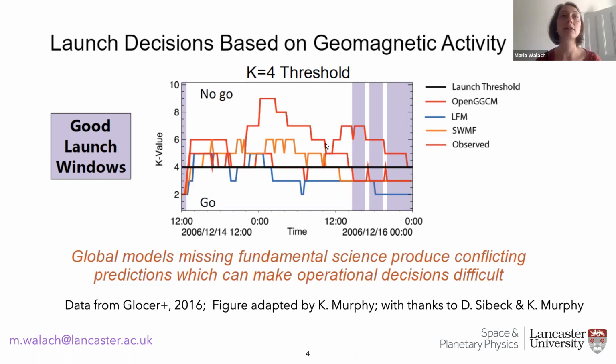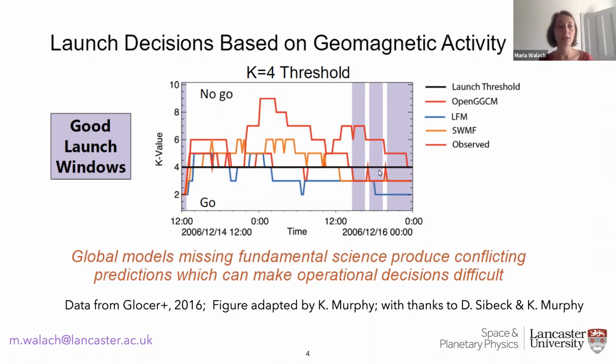And you will see in the middle here is a big white box, and this is essentially when it's deemed to be a no-go time, whereas the purple ones are good launch windows in hindsight. So if you were to believe, for example, the blue line, you would have said, oh, here we have a go window, when actually in reality it's no-go, because K is at 6 here.